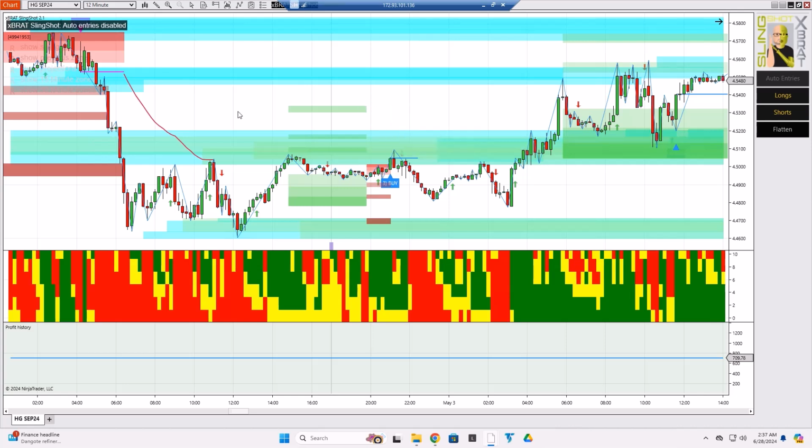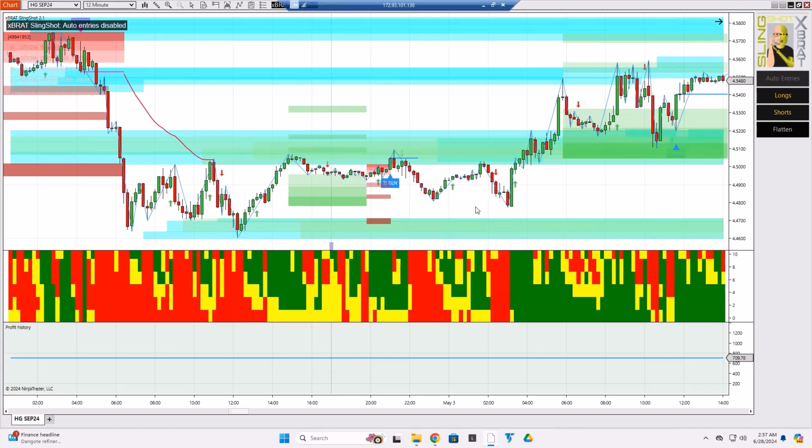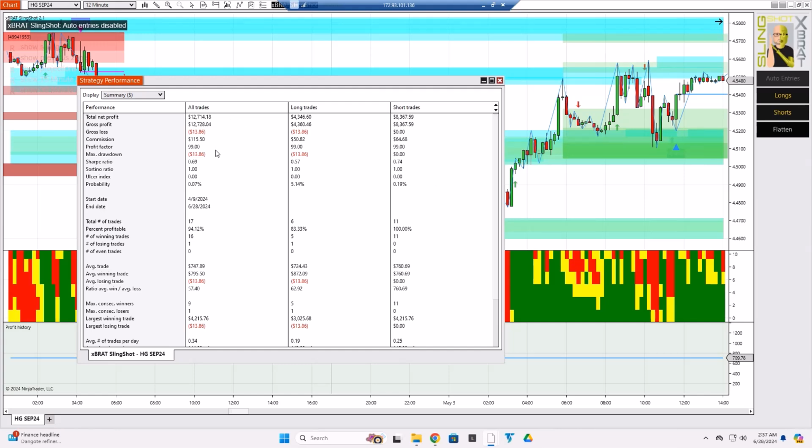So when I now look at this strategy performance, you can see max drawdown $13.86, so a very little loser. So that's accounted for that discrepancy, and that's one thing you're going to have to look at. So check those performance reports.